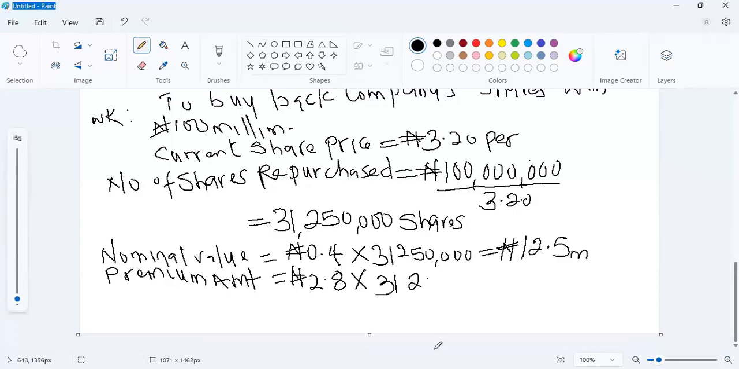2.8 multiplied by 31,250,000. That will give us how much, please? 87.5. You see it now? That will give us the total 100 million repurchase.